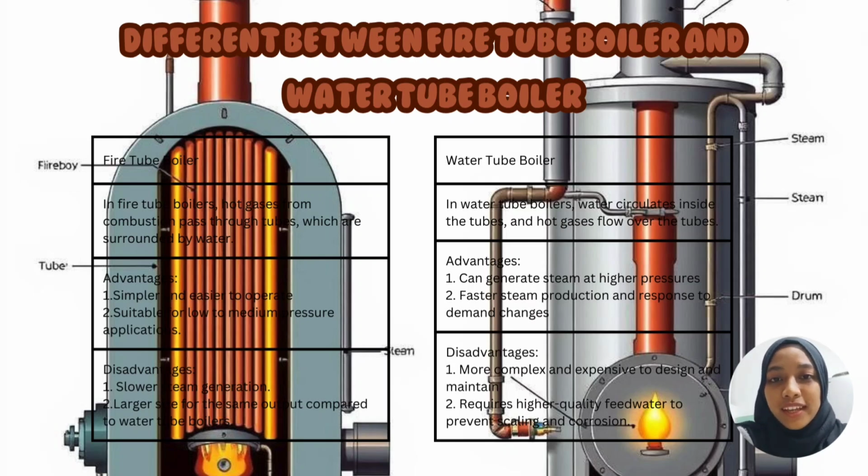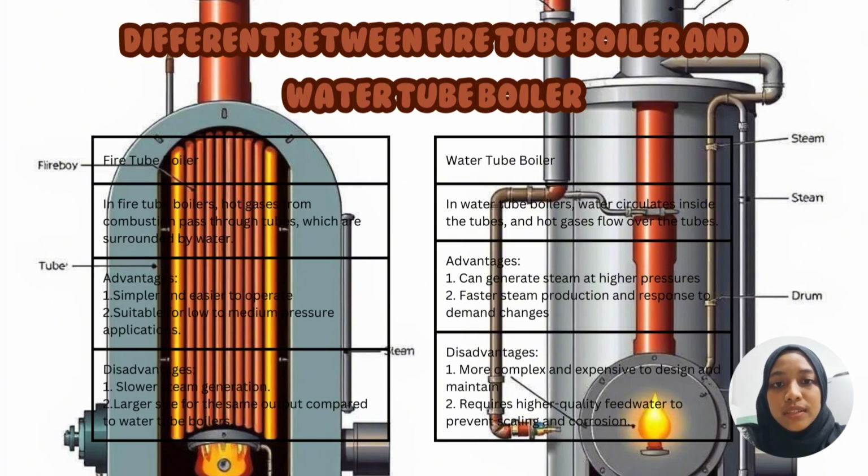01DKM22F1077. Next, the difference between fire tube boiler and water tube boiler. Water tube boiler. In water tube boilers, water circulates inside the tubes and hot gases flow over the tubes. So for the fire tube boiler, in fire tube boilers, hot gases from combustion pass through tubes which are surrounded by water. For the advantages, water tube boiler can generate steam at higher pressures.